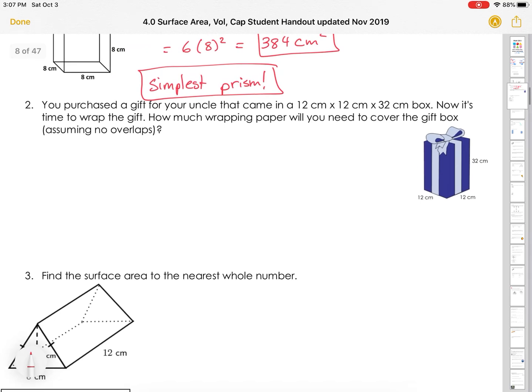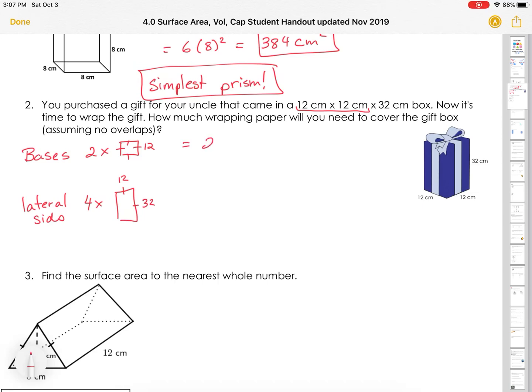So the 12 by 12 tells me that the ends are squares. And that also tells me that all 4 of the rectangular sides are going to be the same. So I have my bases, which is 2 times those squares, right? And I have my lateral sides, which is 4 times the rectangle. Now on the square, the side is 12. On my rectangle, it's 12 by 32.